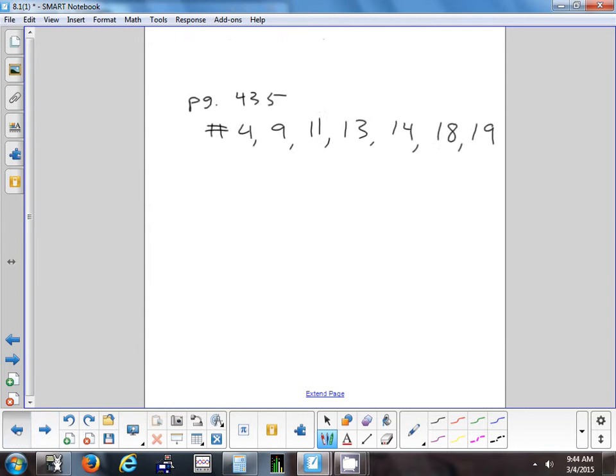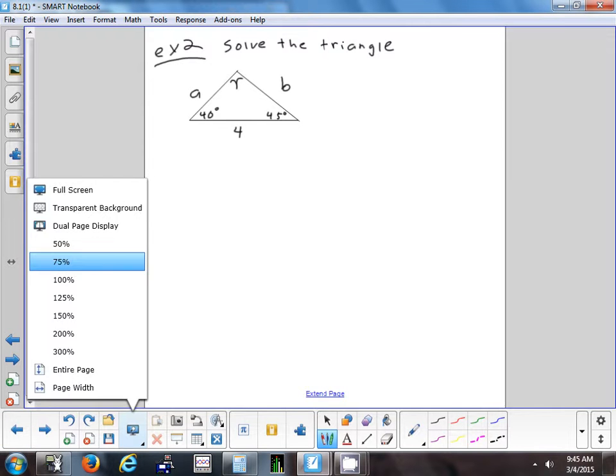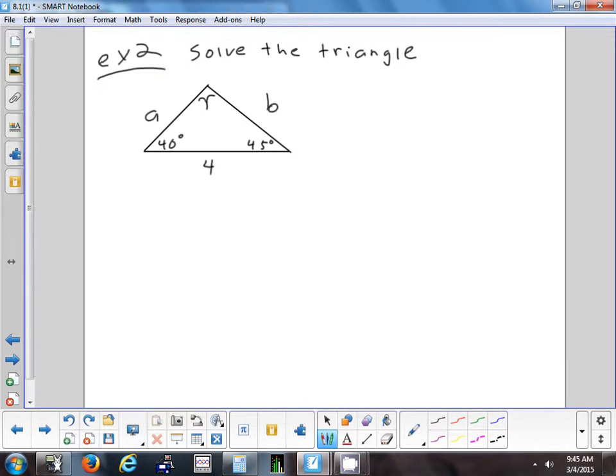So we have 2 more. See if we can do them. This time I already have the diagram drawn for you. What type of triangle is this one? True, it might be acute. We'll figure that out in a second. But in terms of the 3 letters.